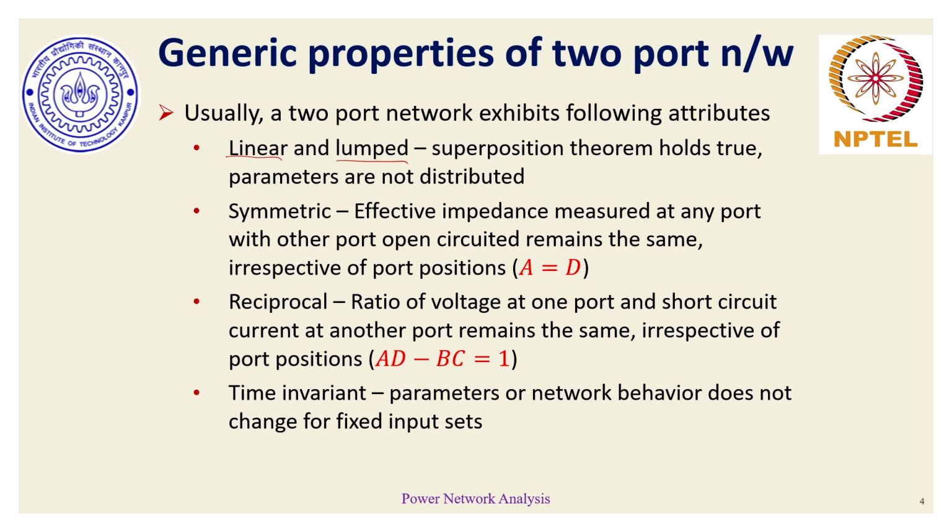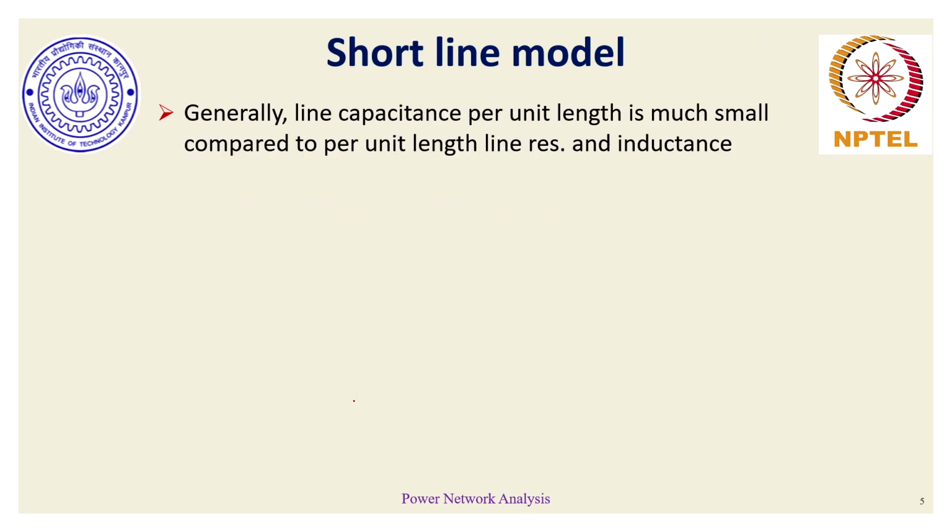Networks are often also symmetric, and in terms of ABCD parameters, it mathematically correlates to the value of A and D being the same. Networks are also often reciprocal, and for the reciprocal condition, in terms of ABCD, AD minus BC should be equal to 1, which we have seen in the previous lecture. And for a fixed set of inputs, the network behavior doesn't change, because the network is essentially a time invariant network with passive properties.